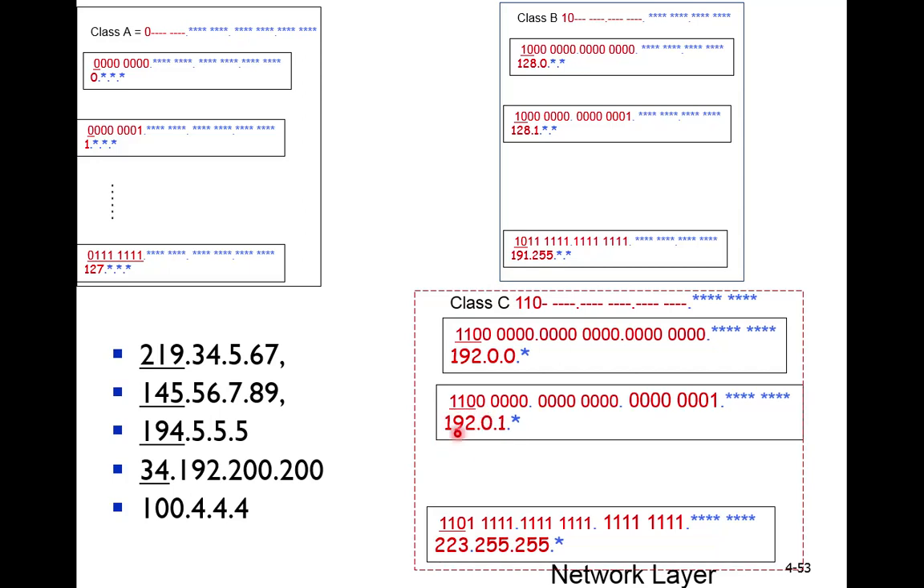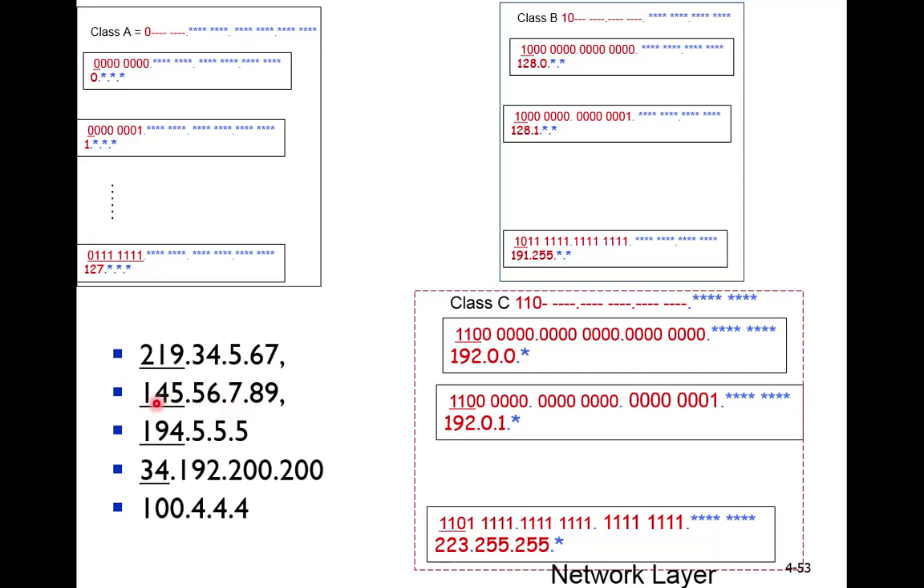When it belongs to class C, we know that in class C the first three bytes are the network part. So these three bytes, 219, 34, and 5, are the network part. This is the common prefix. Okay.